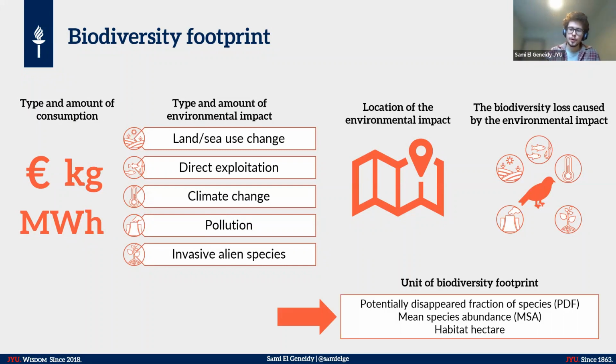Well, then the end product: we have different kinds of units for biodiversity footprint. One that we use in my work a lot is potentially disappeared fraction of species. So this basically tells us how many species are lost globally, potentially due to the harming activities. Then we also have other metrics. We have mean species abundance and habitat hectares, for example.